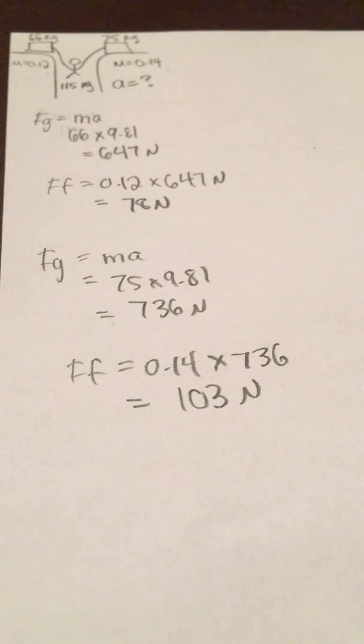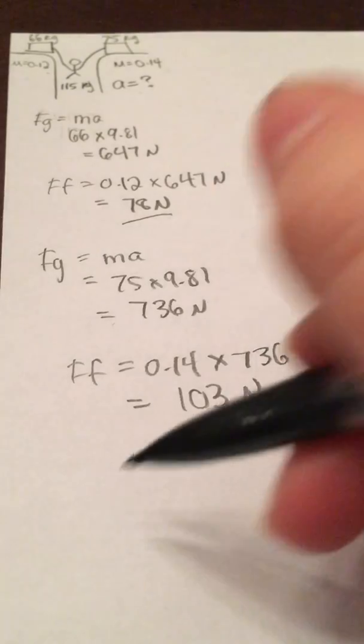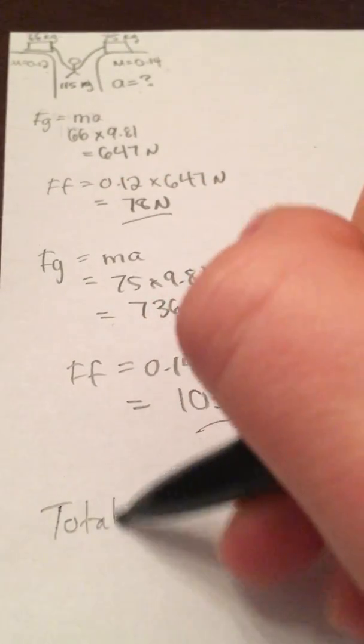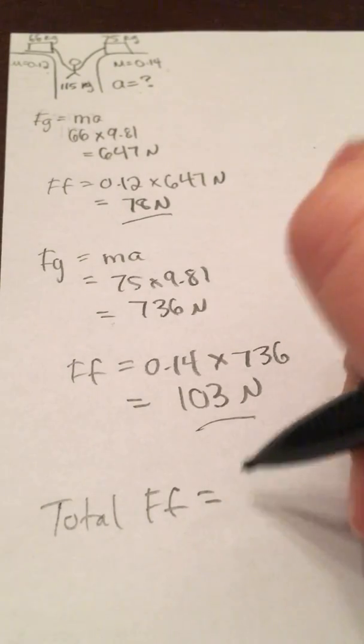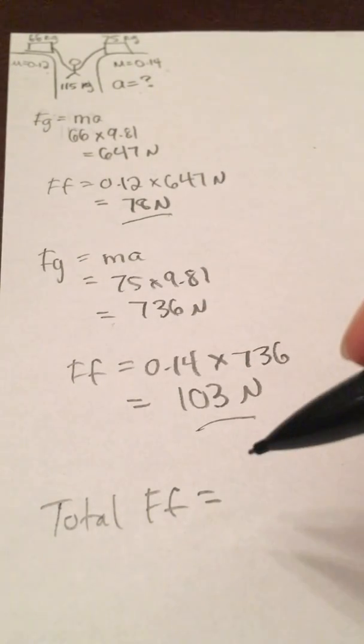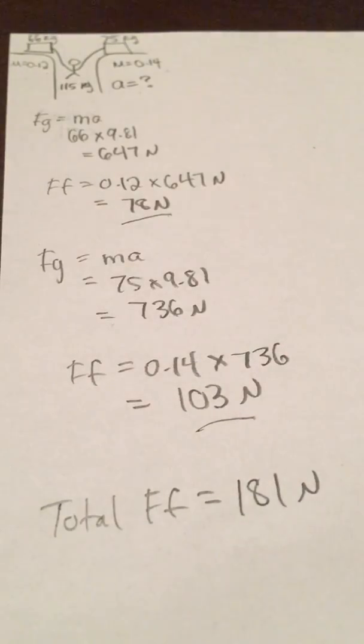Now to get the total force of friction, we're going to add these two numbers together. So total force of friction equals 103 plus 78, and that gives us 181 newtons.